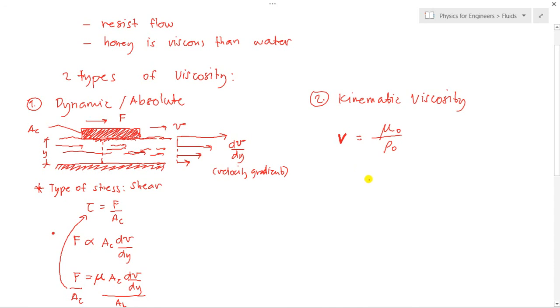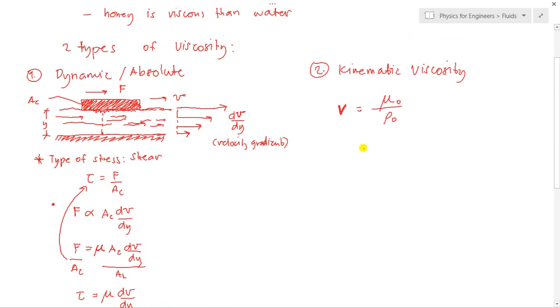And then kung atong kitaon ang units niya, for dynamic viscosity, that is again kilogram per meter second. How about for density? That is kilogram per cubic meter. Okay? So ang kilogram ma-cancel na siya, then ang meter squared na ma-cancel sa usa. So therefore ang unit sa atong kinematic viscosity is meter squared per second.